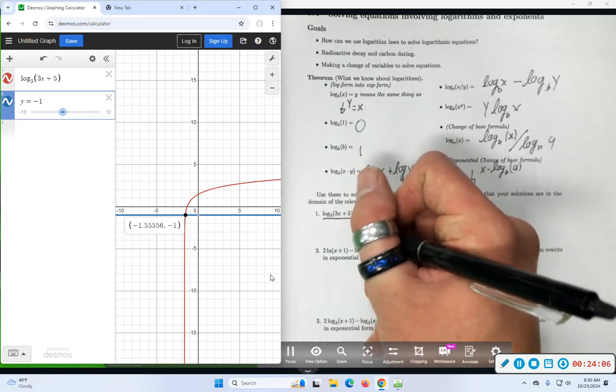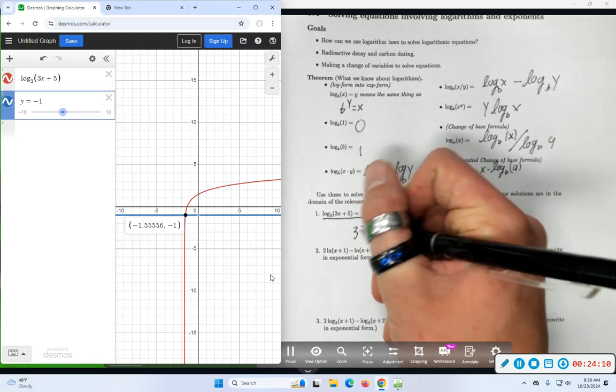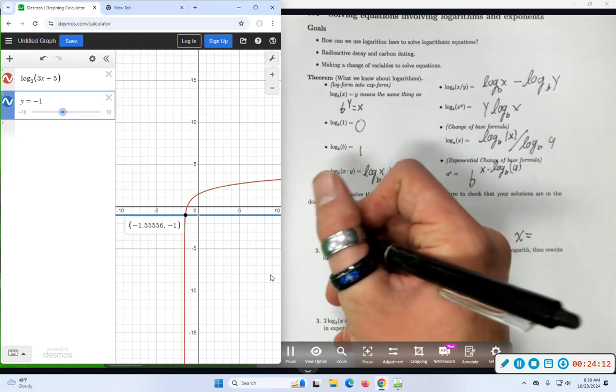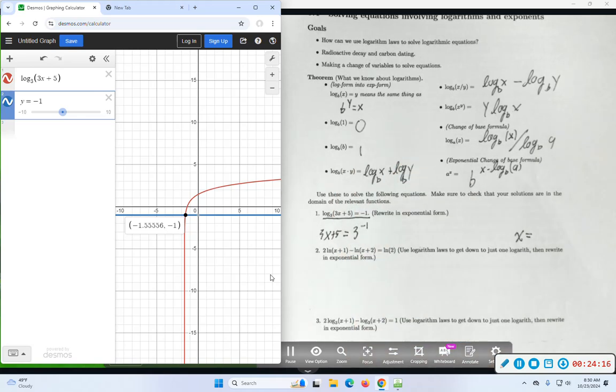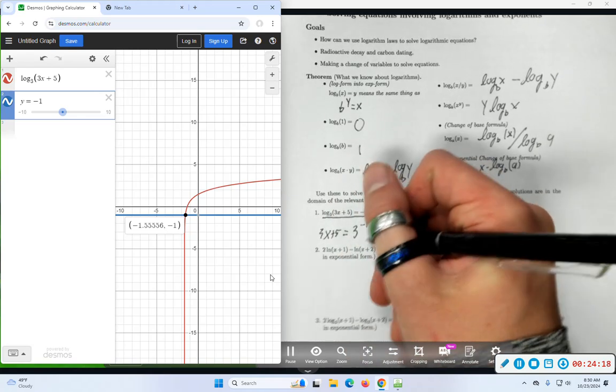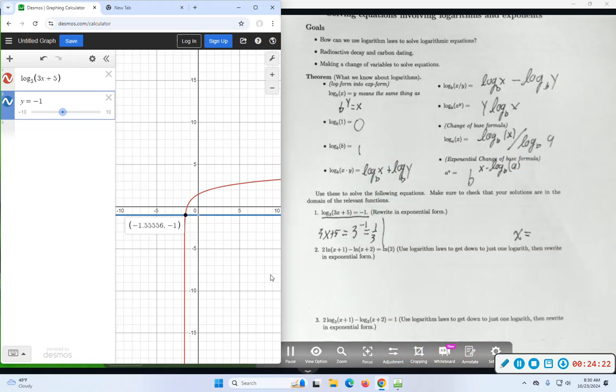So the base is 3, raised to the power -1 equals, nice. Does that look like an easy equation to solve? Yeah, 3 inverse is 1/3. So 3x plus 5 equals 1/3. So, you want to solve that for x? What seems like a good next step?